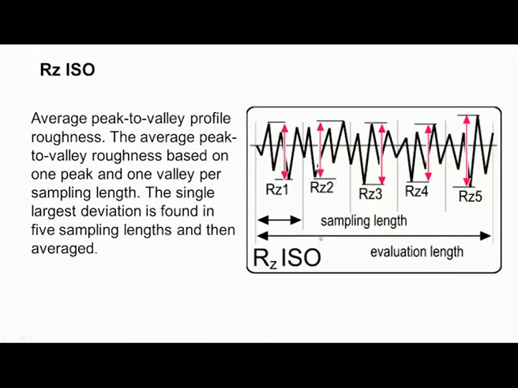Now, this is Rz. We have the evaluation length, which is divided into 5 equal parts. So, we have 5 sampling lengths Rz1, Rz2, Rz3, Rz4 and Rz5, and in each sampling length we have to find the peak to valley distance. This is Rz1. Similarly, peak to valley in the second sampling length, that is Rz2, Rz3, like this. After finding Rz1, Rz2 up to Rz5, the average peak to valley profile is calculated. So, that is Rz.